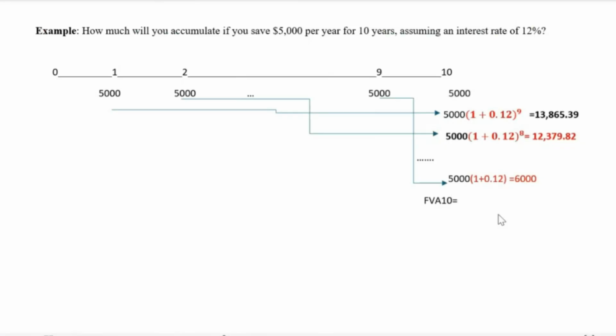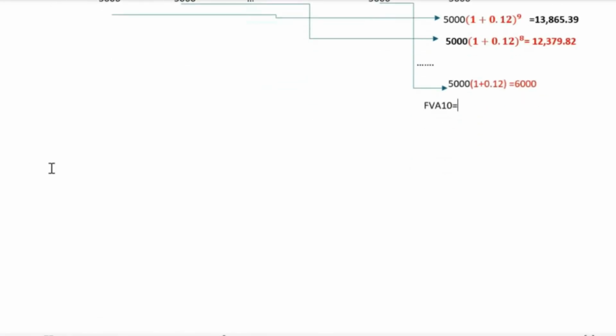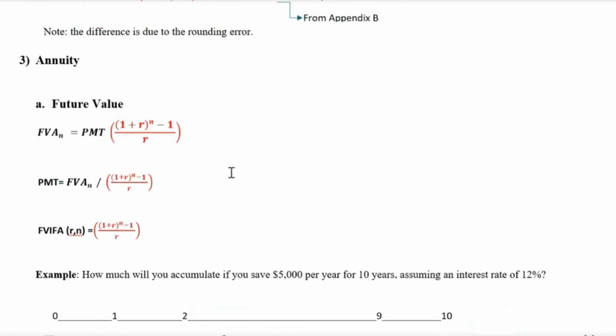If you save $5,000 each year for 10 years, how much do you accumulate? Of course we can find this, but it is very time consuming, right? You find the future value of every one of these 10 cash flows. The good thing is we have a shortcut formula. Mathematicians help us find the future value annuity. The general formula for future value annuity is this.